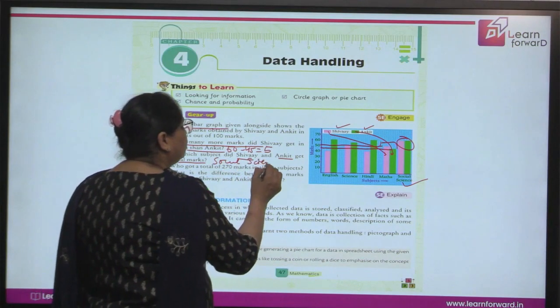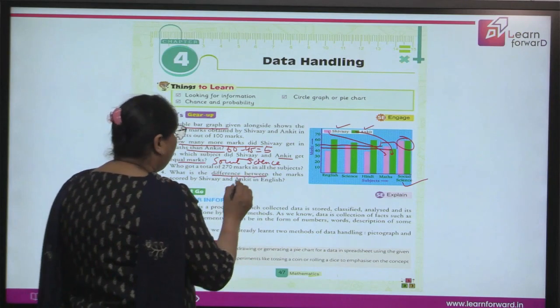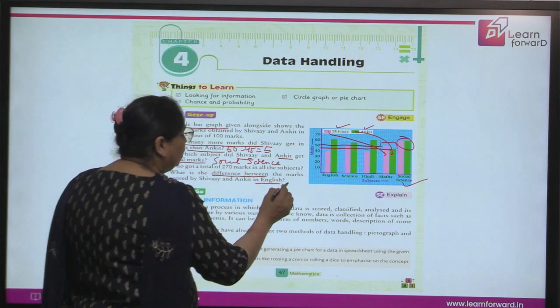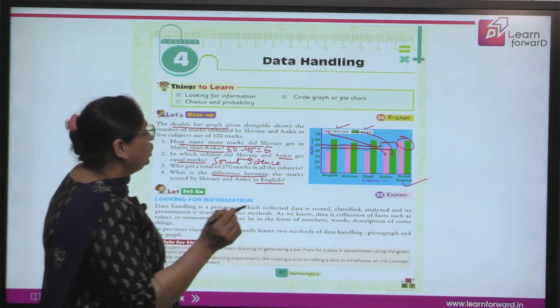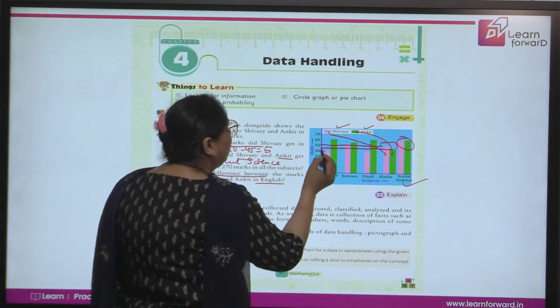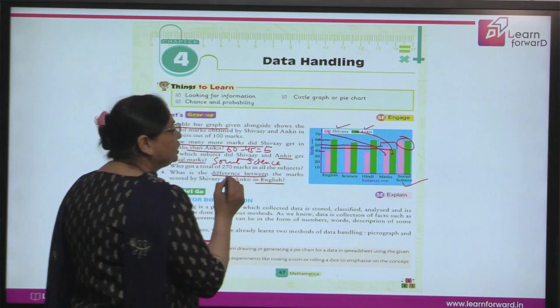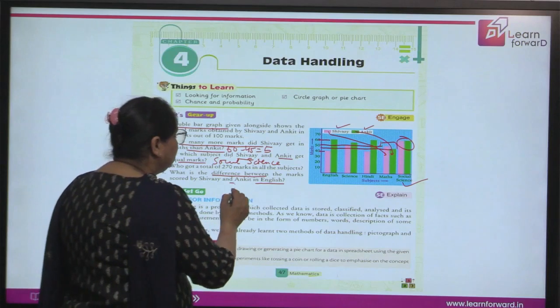Same way, next question you can see. Another one is the difference between the marks of Ankit and Shivai in English. These are the marks. Shivai got 40 marks in English and Ankit has got 60 marks in English. So, the difference is 20 marks.